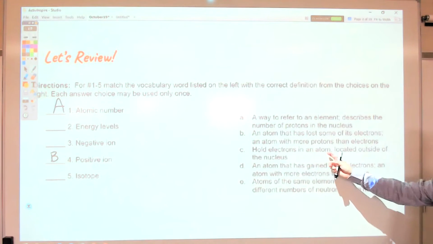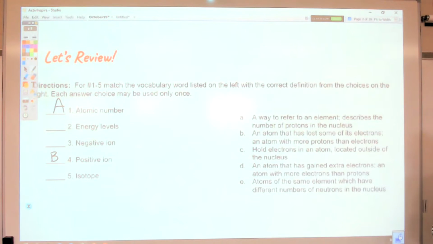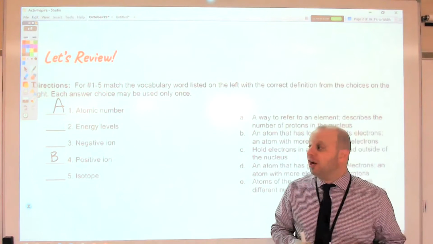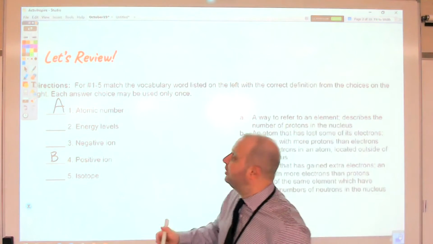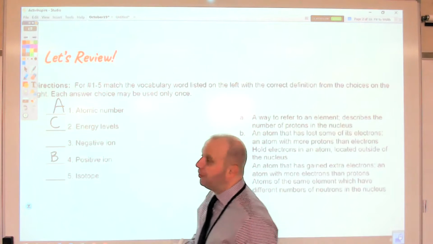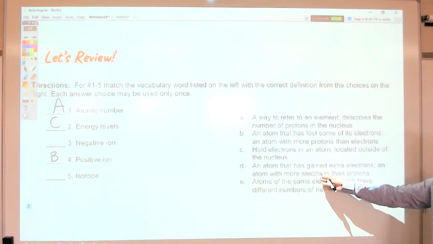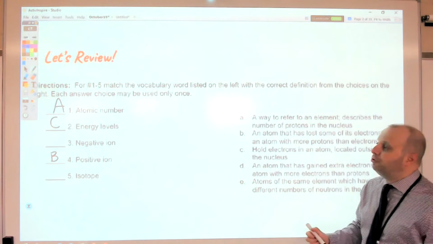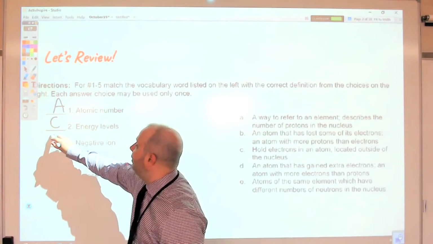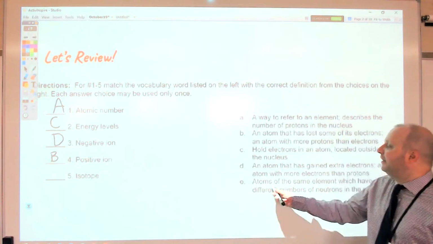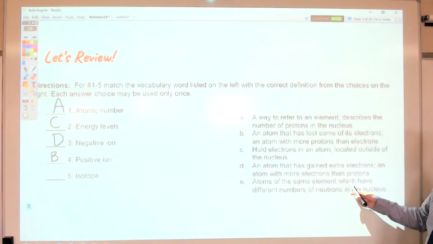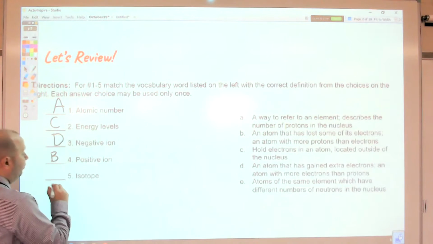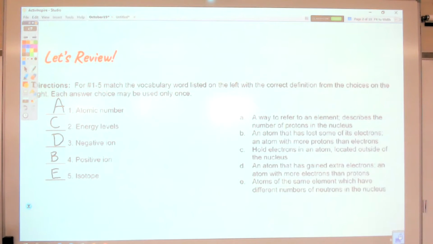Letter C holds electrons in an atom located outside of the nucleus. The name for the area outside of the nucleus that contains the electrons are the energy levels. So letter C is going to be right here. Letter D, an atom that has gained extra electrons or an atom with more electrons than protons is known as a negative ion. That's letter D. And finally, letter E, atoms of the same element which have different numbers of neutrons in the nucleus, that's known as an isotope. So we're going to put letter E right here.